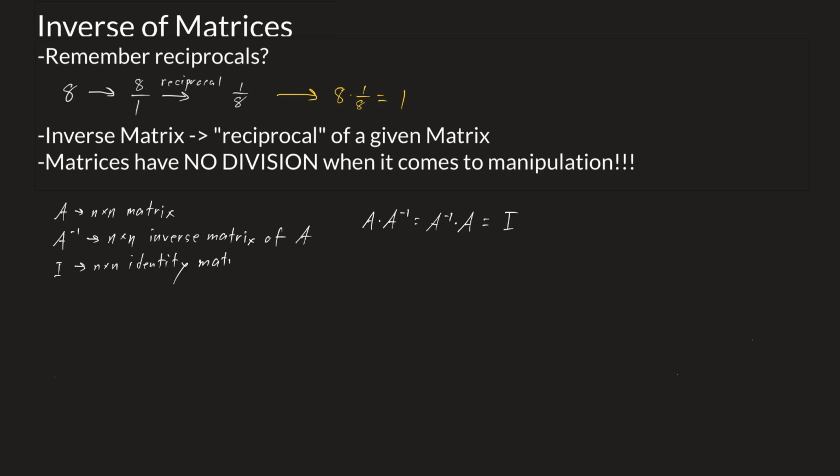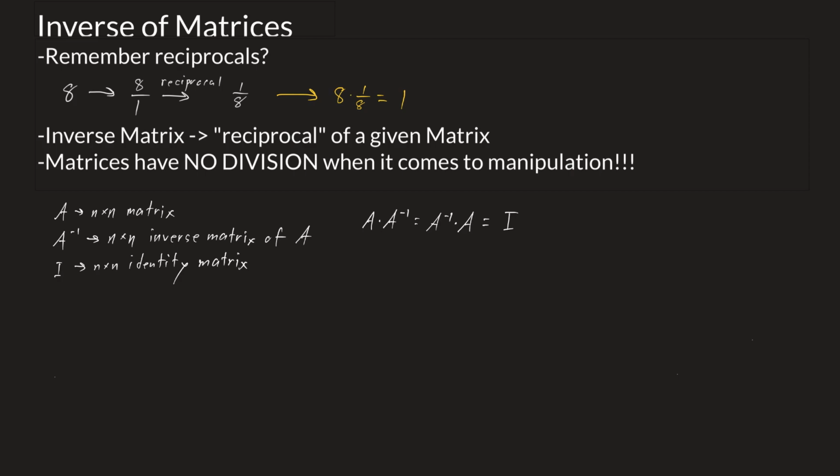Now, for those of you that are not familiar with an identity matrix, especially if this is a new topic for you, well, it's a fancy way of saying you have an n by n matrix with all the diagonal components having a value of 1, and all the other components of that matrix are 0.